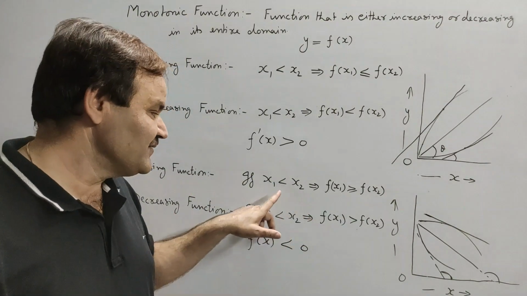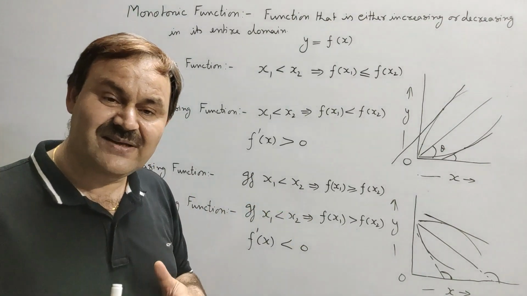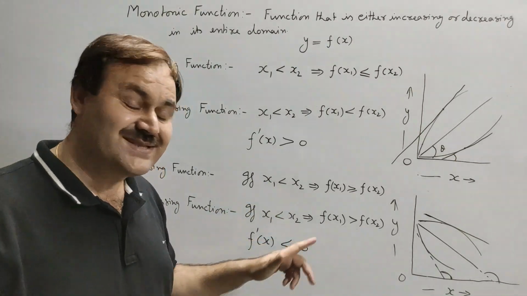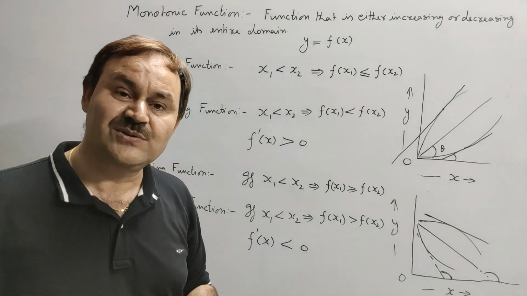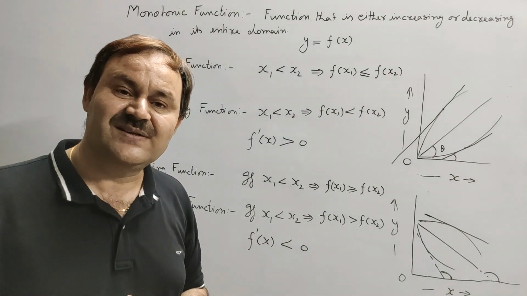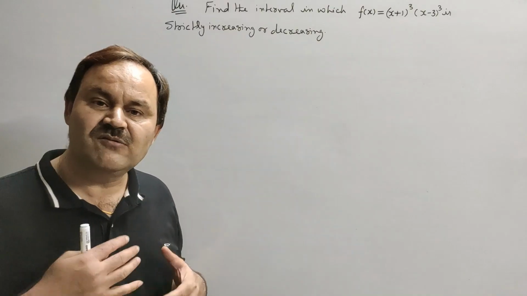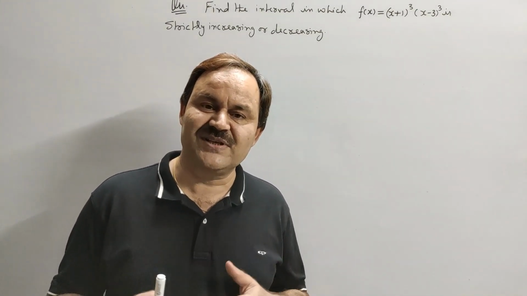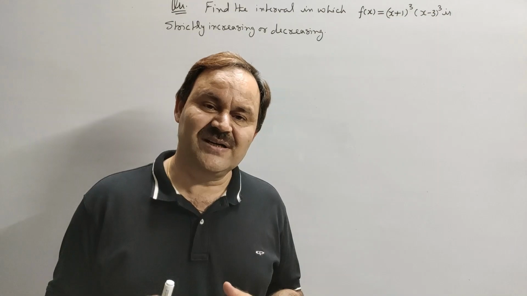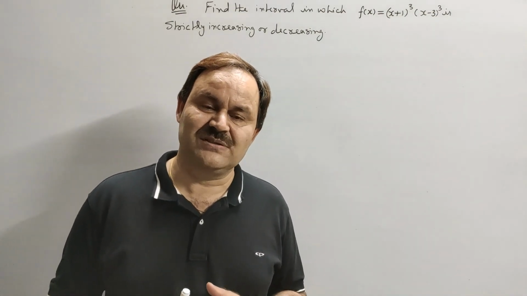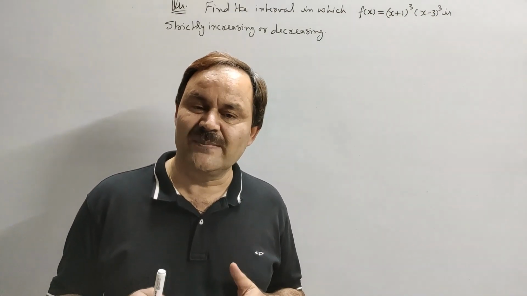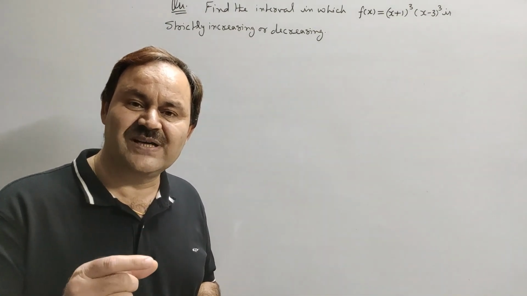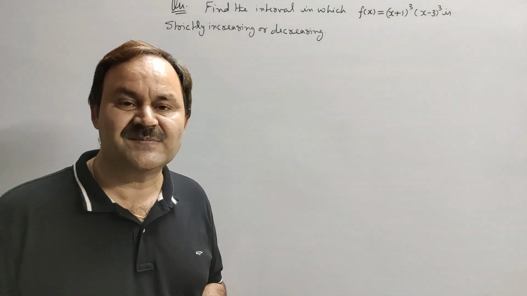Also, for a decreasing function, the other way we have is, if x1 less than x2 implies f(x1) greater than f(x2), then also we will say that the function is decreasing. Now we will apply derivatives, that is differentiation, for determining the monotonicity of a function, that is, to determine whether a function is increasing or decreasing in a given interval.